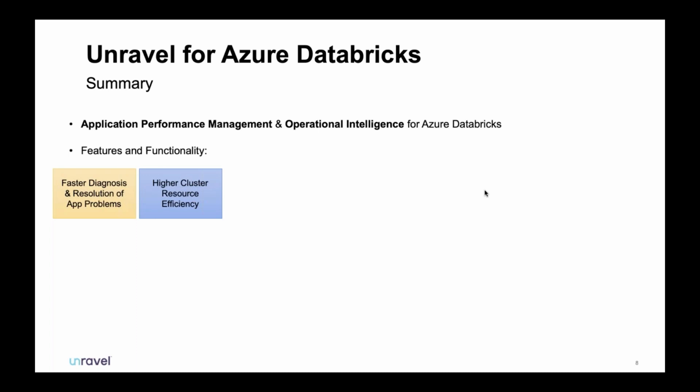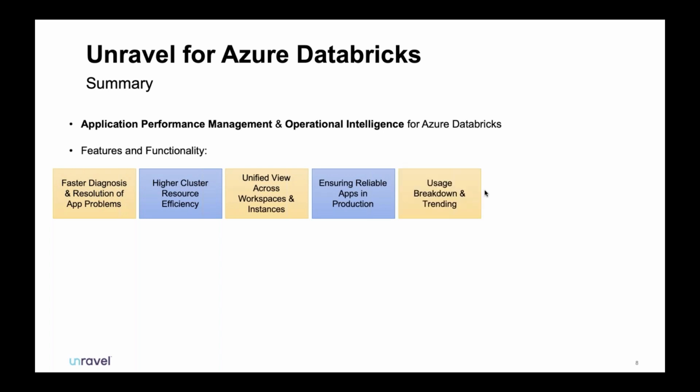We help with ensuring that you achieve higher cluster resource efficiency. You get a unified view across all your Databricks workspaces and Databricks instances. We also want to ensure that you can run your applications reliably in production. We provide a usage breakdown and trending. We help with speeding up these applications. And then also, last but not least, we provide a single pane of glass for applications, resources, data, and users.